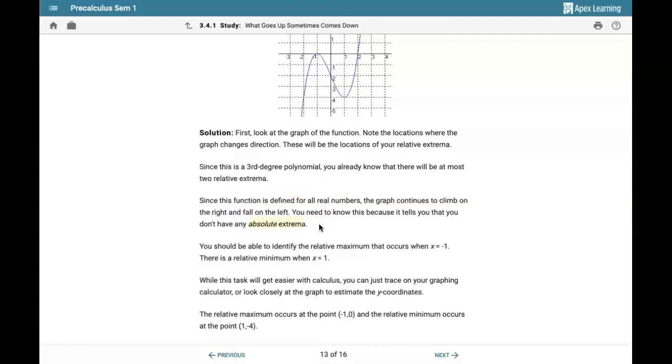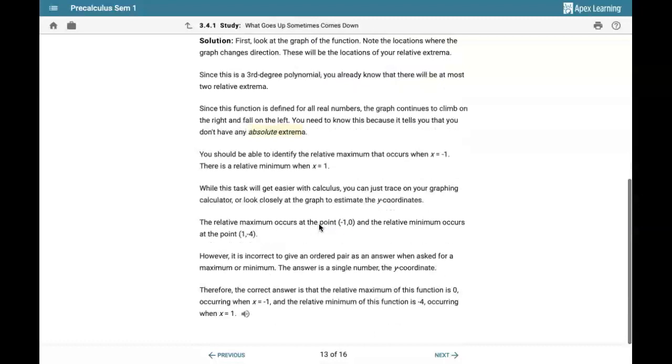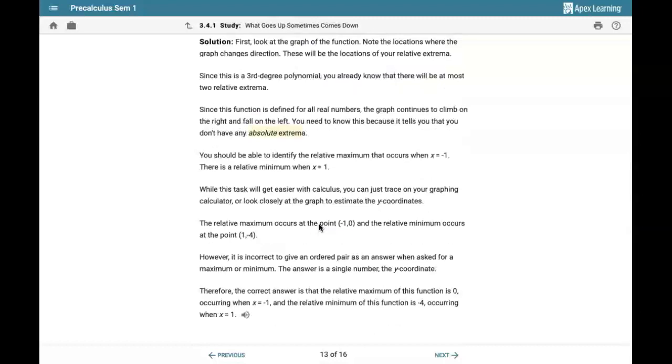All right, and with calculus that you're going to learn in the next couple of years, you're going to be able to do a lot more with this information. But for right now, if you can identify the relative max and mins and then tell me that there is no absolute, that is more than enough. And again, being able to identify the points at which they occur.